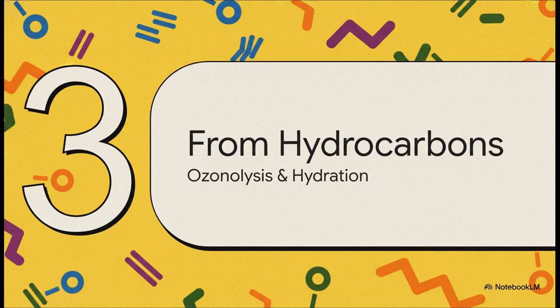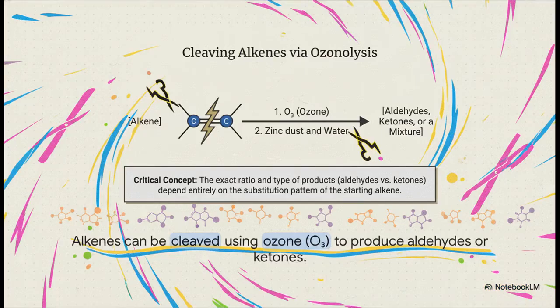All right, let's switch gears to our second category, making these from hydrocarbons. These methods are all about either breaking or adding to carbon-carbon double or triple bonds to create that carbonyl group we're after. One really cool and powerful reaction is called ozonolysis. So you take an alkene, that's a molecule with a carbon-carbon double bond, and you react it with ozone, O3. The ozone pretty much acts like a pair of molecular scissors, just snipping that double bond right in half. The really critical concept to get here is that the products you end up with, whether it's two aldehydes, two ketones, or one of each, depends completely on the structure of the alkene you started with.